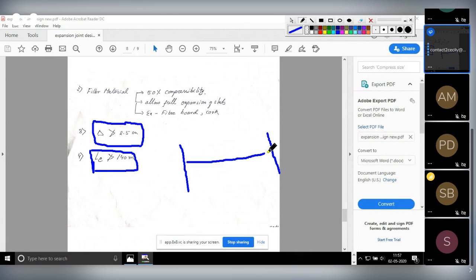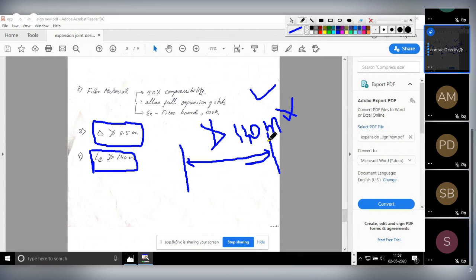the distance should not be more than 140 meter. It should lie within 140 meter. Suppose your expansion joint spacing came to be 50 meter, then okay. If it came to be 100 meter, then also okay. But if it came to be, suppose, 150 meter, then there is some error in the design. So we must not allow that.